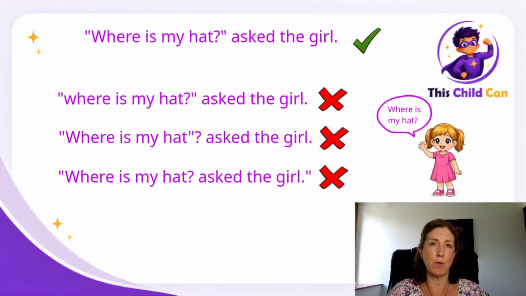The second example shows the question mark or the punctuation outside of the speech marks. And here you need to refer your child back to the P stage because the punctuation belongs to the sentence that's being said. So it has to go inside the speech marks. And finally, the last example shows the speech marks at the very end of the sentence. Now this would imply that the girl is actually saying, "Where is my hat?" asked the girl. But clearly that's not the case. So here you would go back to the A stage, what's actually said, to show your child that it's only the words that are spoken by the character that go inside the speech marks.